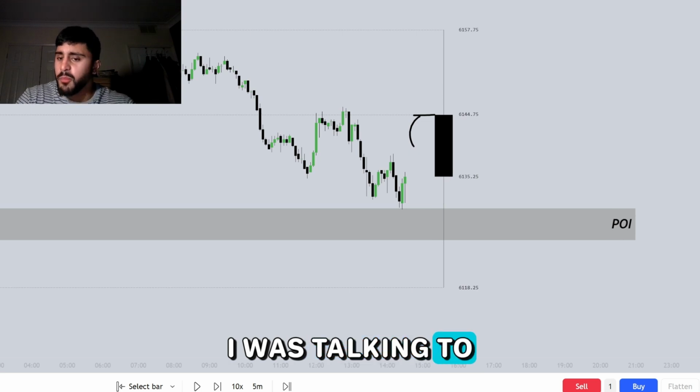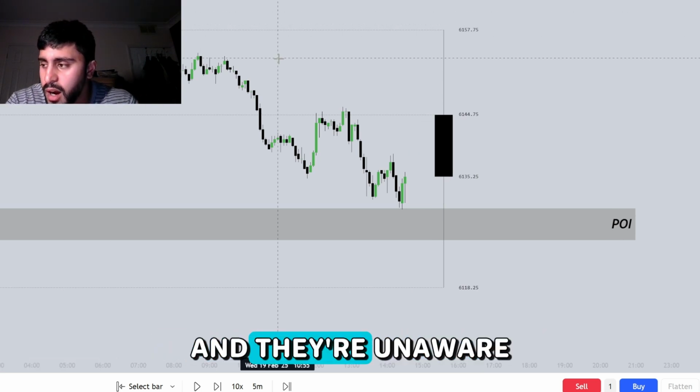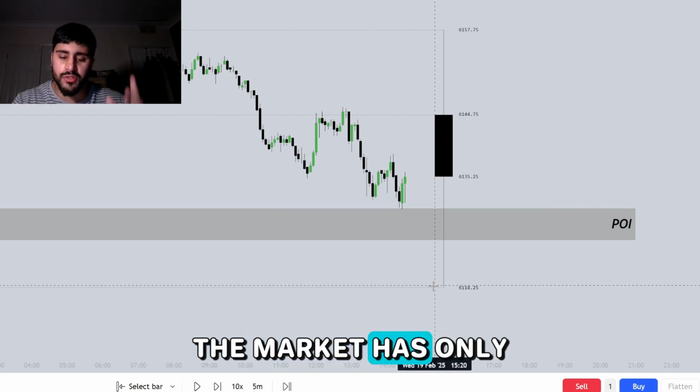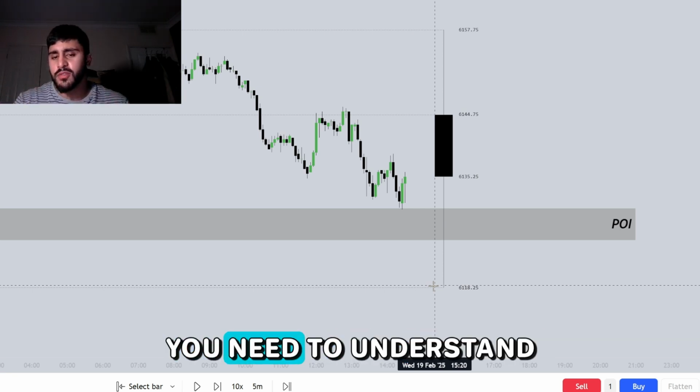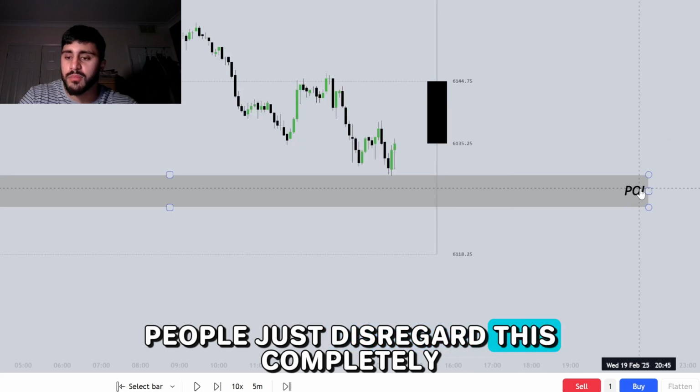So I was talking to a bunch of traders in the mentorship, and what they're talking about is they get to a fair value gap and they're unaware of whether price is going to move up or down, right? So obviously the market has only two buttons, buy or sell. So you need to understand what's going on with the buyers and sellers. It's common sense, but a lot of people just disregard this completely.